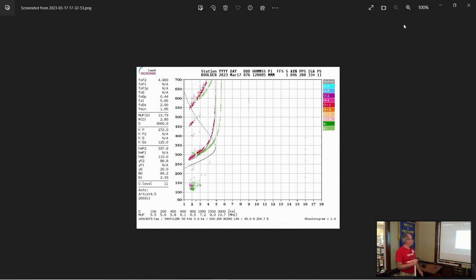And at some point down here, it's not getting a return because of the D layer absorption. And at some point up here, it goes off the chart because the height of the reflecting layer is right at the top edge where you can work. And above that, it's not getting a return.